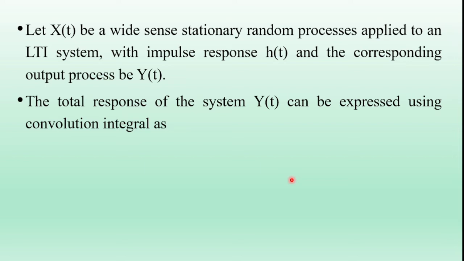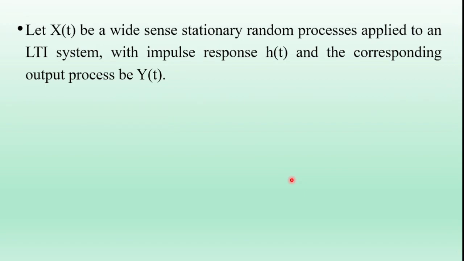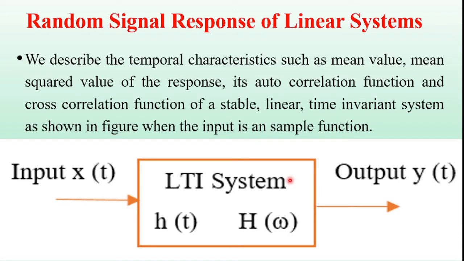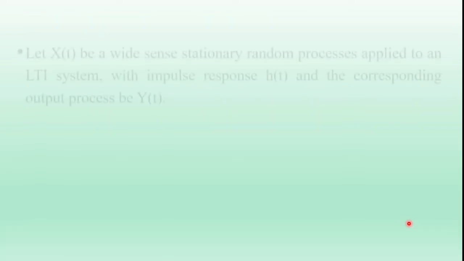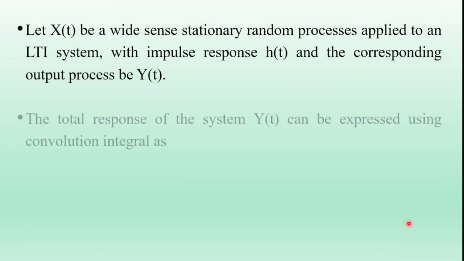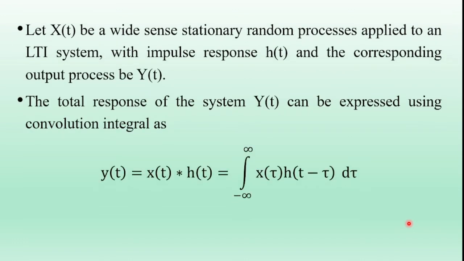The output of an LTI system is always the convolution of the input signal with the impulse response. So that is, y of t is equal to x of t convolution h of t. The convolution operation satisfies the commutative law, so that is x of t convolution h of t equals h of t convolution x of t.